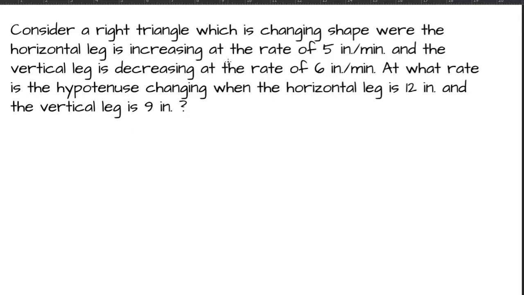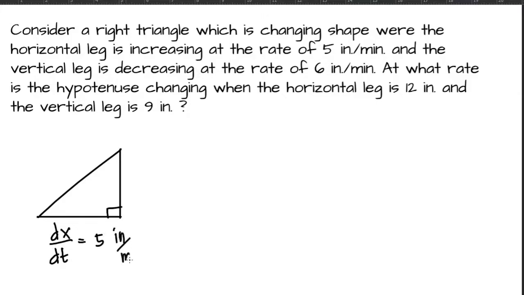We have here a right triangle. Drawing ko ha. Okay. Which is changing shape where the horizontal leg, x ang ipangalan ko siya, is increasing at a rate of 5 inches per minute. So, kung makita ka na gani rate, that is dx over dt, the change of x in terms of time. Diba delta x over delta t? If it's increasing, it's a positive 5 inches per minute.